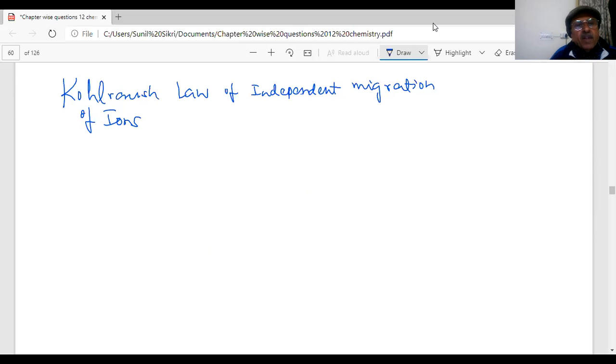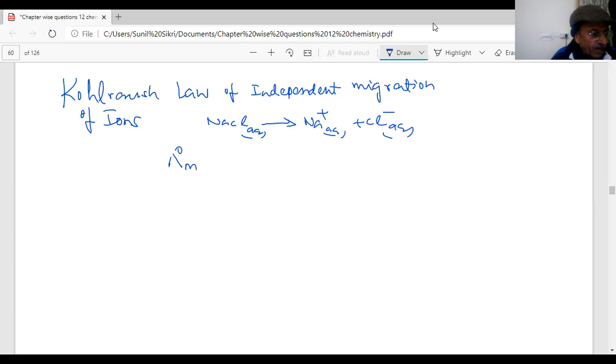That's what we said. So if you have NaCl, what happens? This will dissociate completely in the solution. It's a strong electrolyte, and the limiting molar conductivity of NaCl can be written as the limiting molar conductivity of the sodium ion plus the limiting molar conductivity of the chloride ion.